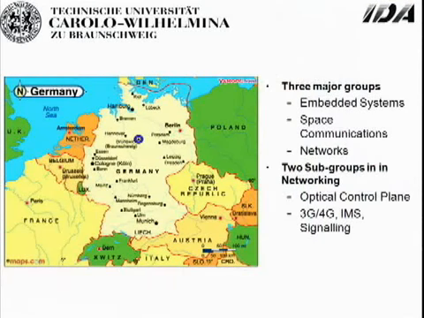To give an idea about our location in Germany and our group, we're located here in Braunschweig, basically very near to Hanover, half an hour away from Hanover, and about an hour and a half by train west of Berlin. It's quite nice there, and there's a lot of history in Braunschweig, so I encourage everybody to go there and visit. The Institute of Data Communications and Networking is composed of 3 major groups: the Embedded Systems Group, the Space Communications Group, and the Networking Group. The networking group where I work is composed of 2 subgroups. One is the optical control plane, interested in optical telecommunications research. The other, where I work, is concerned with 3G, 4G, and mobility issues, design and architectures.